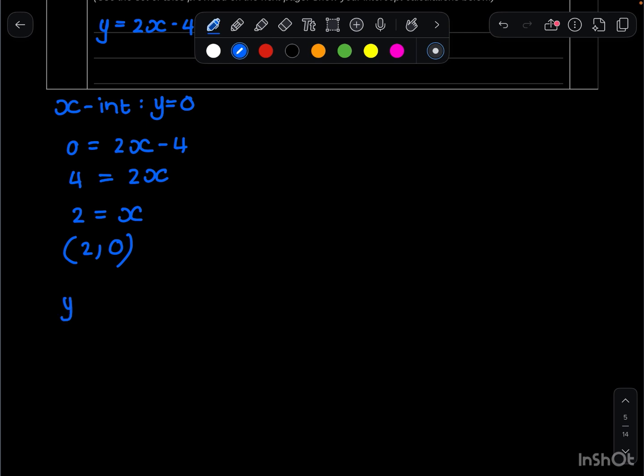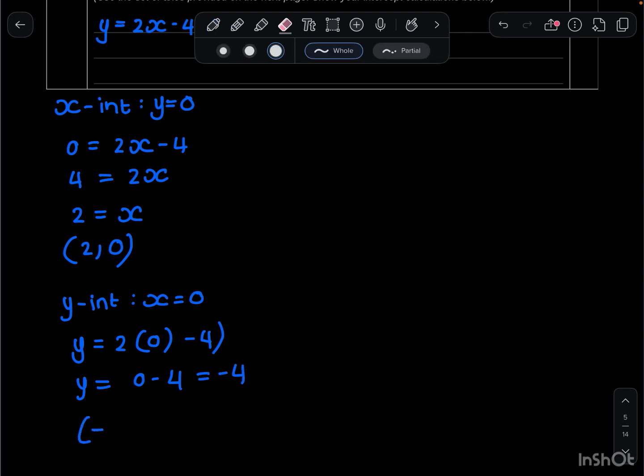Our y-intercept for this line, and for every line, is when x is 0. So we're going to have y is equal to 2 times 0 minus 4. So y is equal to 2 times 0 is 0, minus 4. So y is minus 4. So this is going to be the point (0, -4). So let's draw this line first.